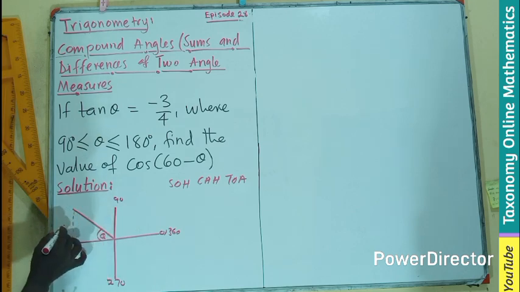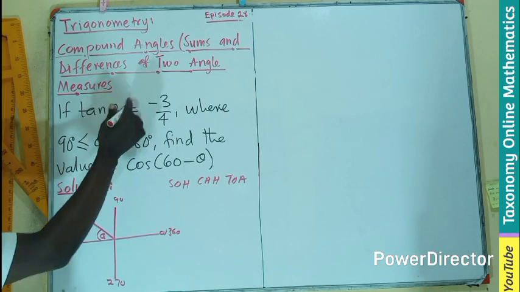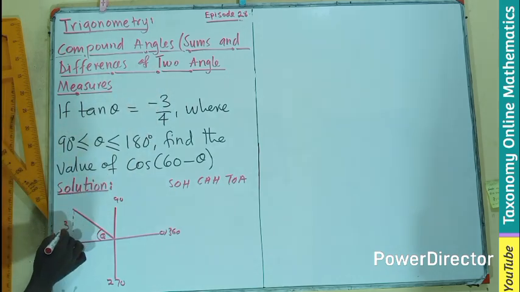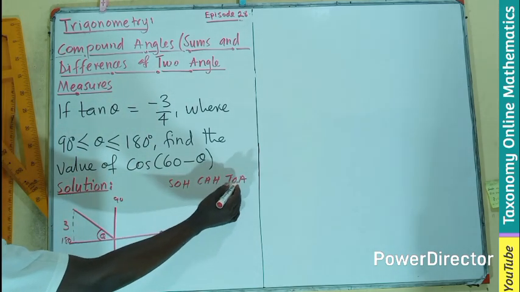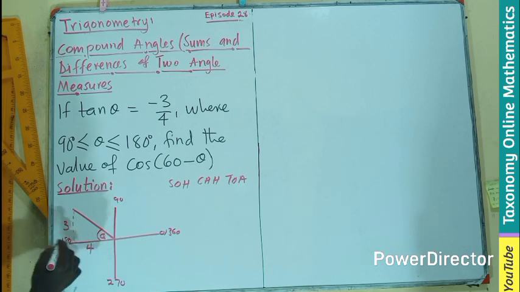So this is the opposite side. So opposite is the first angle, so this will be 3. Then adjacent will be 4 in this case. So we can find y.